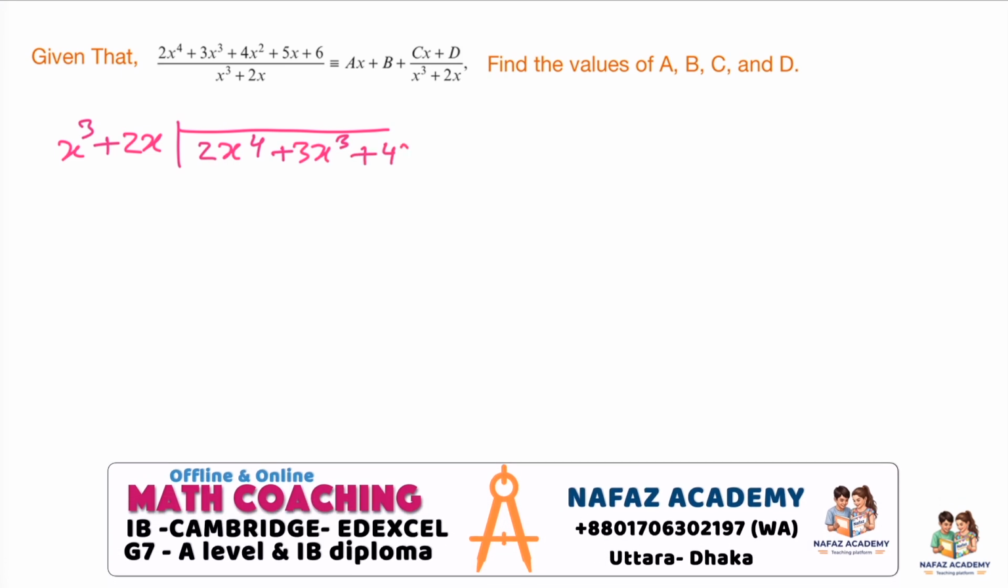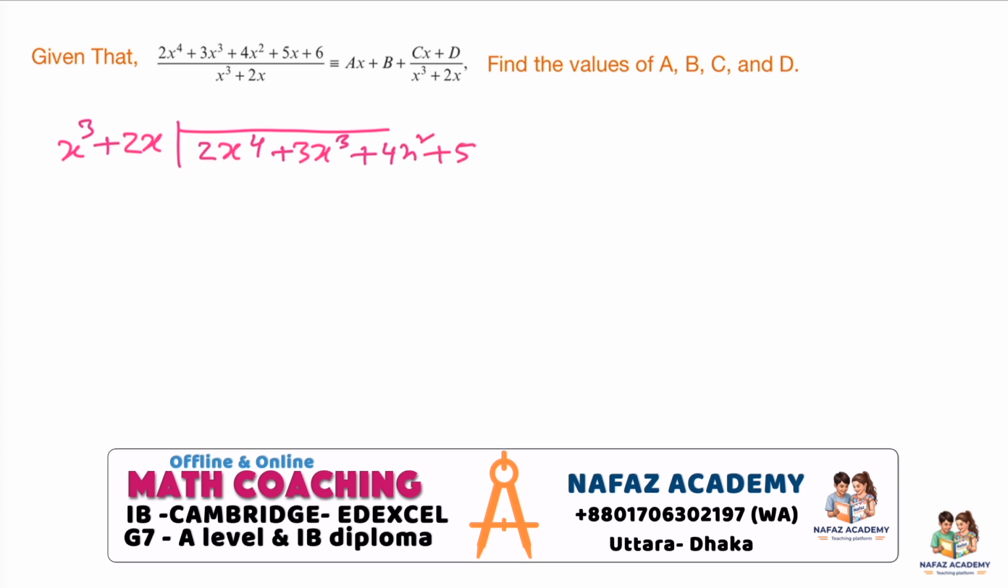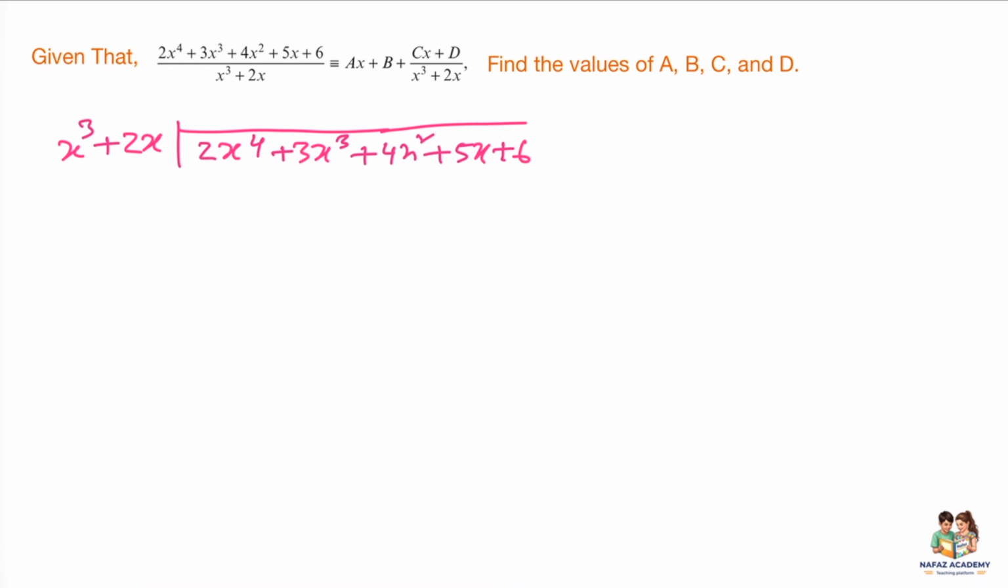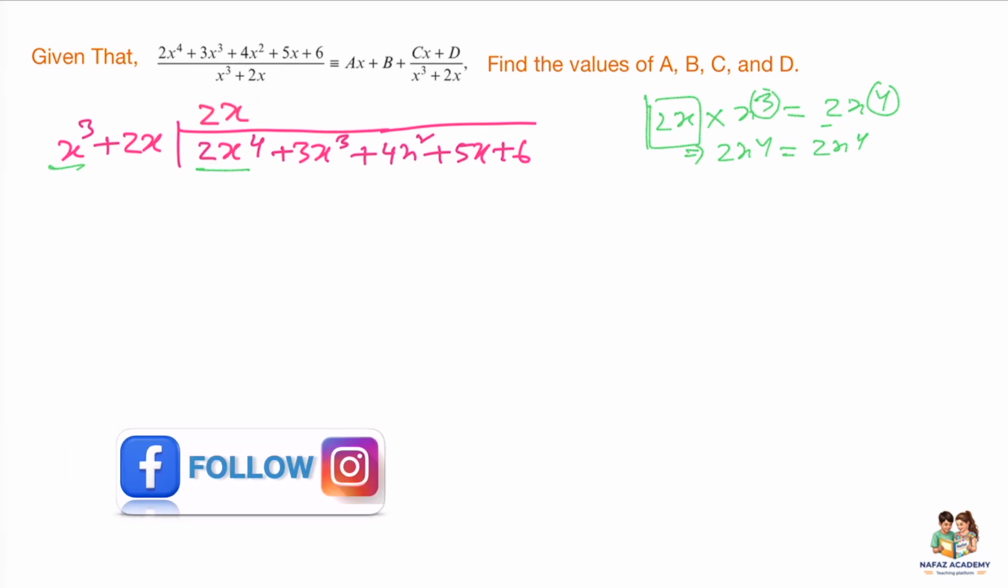To divide, we have to make the first terms of the divisor and dividend equal. Here the first term of the divisor is x cube and of the dividend is 2x to the 4. To make them equal, we have to multiply x cube by 2 and also x, right? Yes, 2x. So 2x to the power 4 equals 2x to the power 4, both are the same. So 2x is the quotient, right? Write it here.